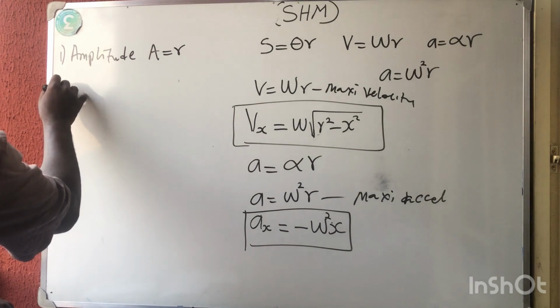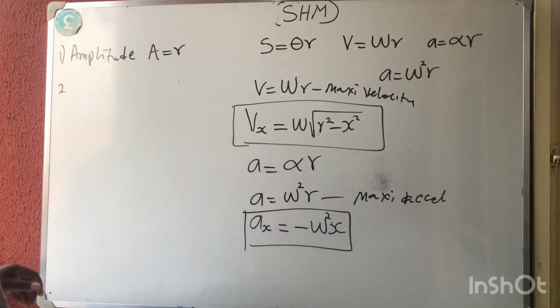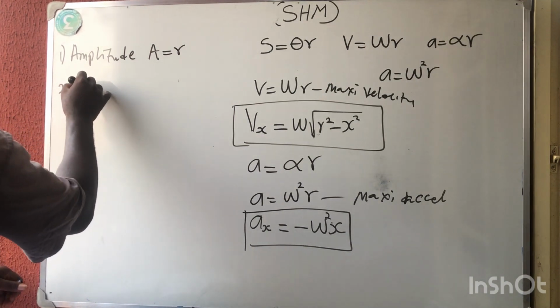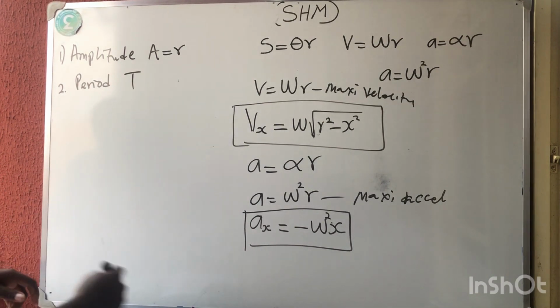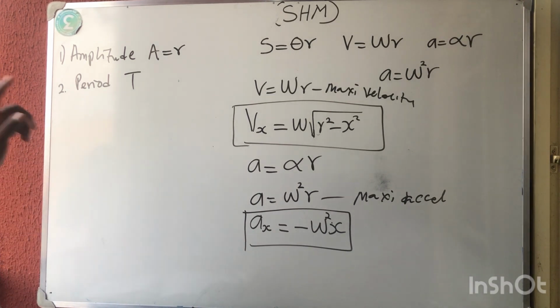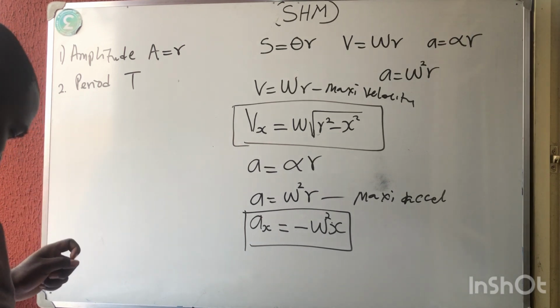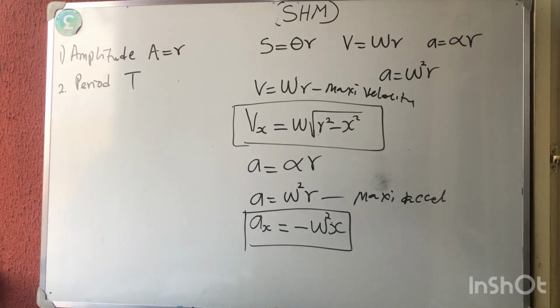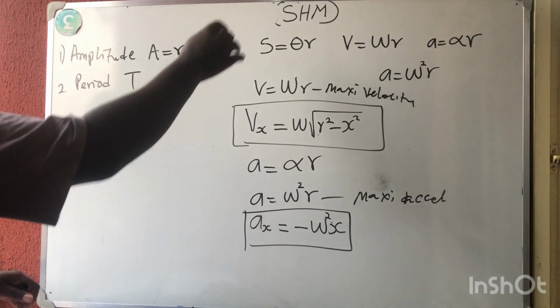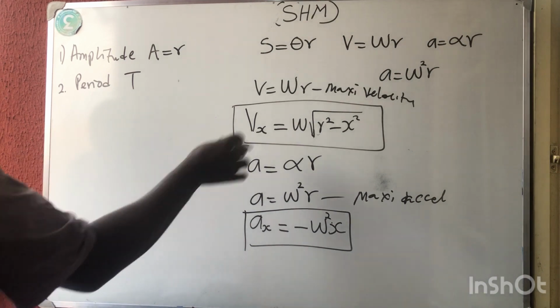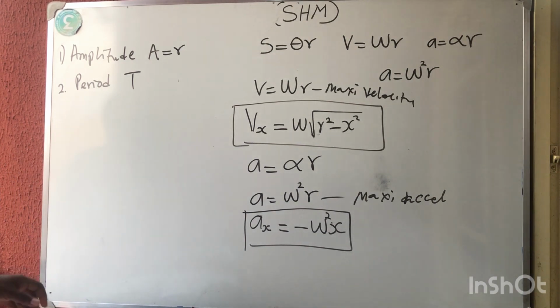Okay, so number two is period, and we represent it as capital letter T. This is the time taken by the particle or body to complete one complete circle, that is the to-and-fro motion. It must go like this and then come back. Before you talk about a period, it must be complete.